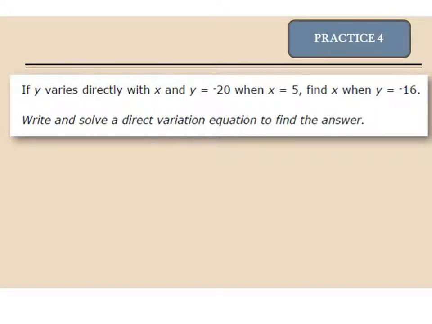Practice problem 4. If y varies directly with x and y equals negative 20 when x equals 5, find x when y equals negative 16.